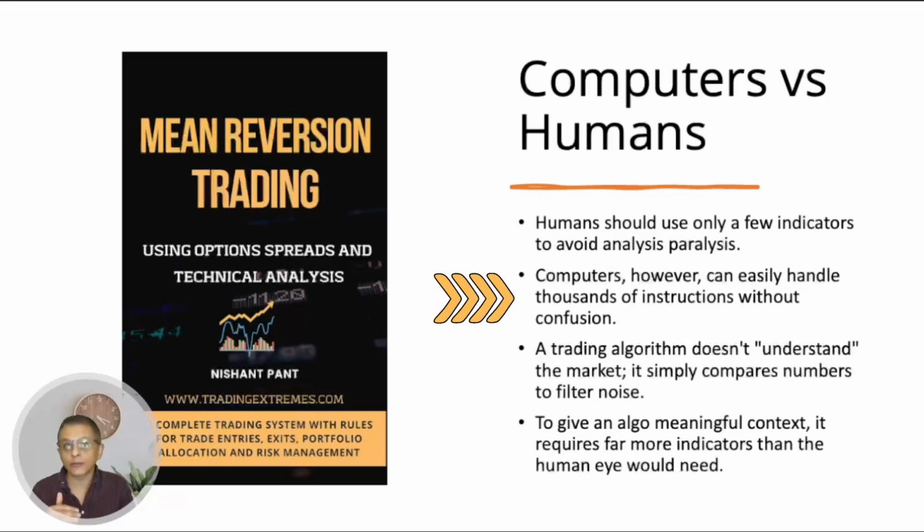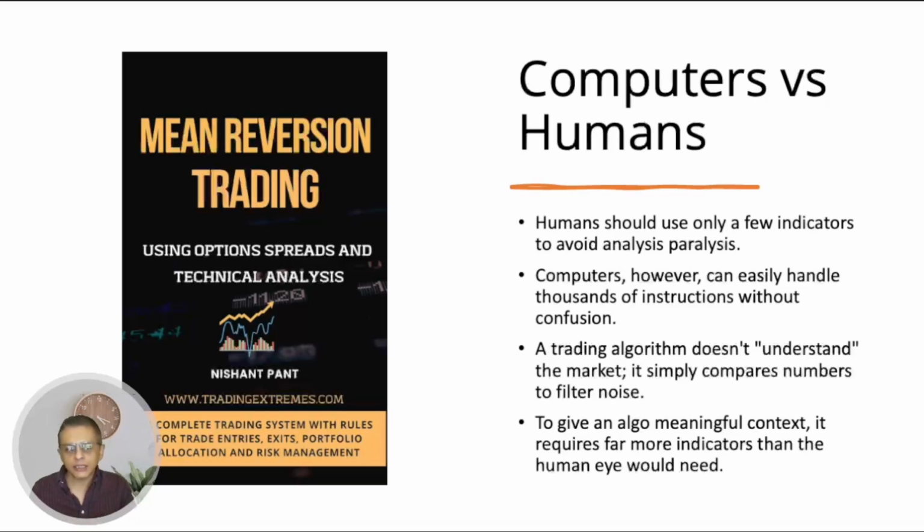Now, when you are talking about computers, everything changes. With computers, the nice thing is that whether you take 5 indicators or 500 indicators, the computer never gets confused. It's just repeating instructions over and over again. The instructions could be 10 lines of code, could be 500 lines of code. It really doesn't care. So there is no real reason for you to restrict the number of indicators in a trading algorithm.